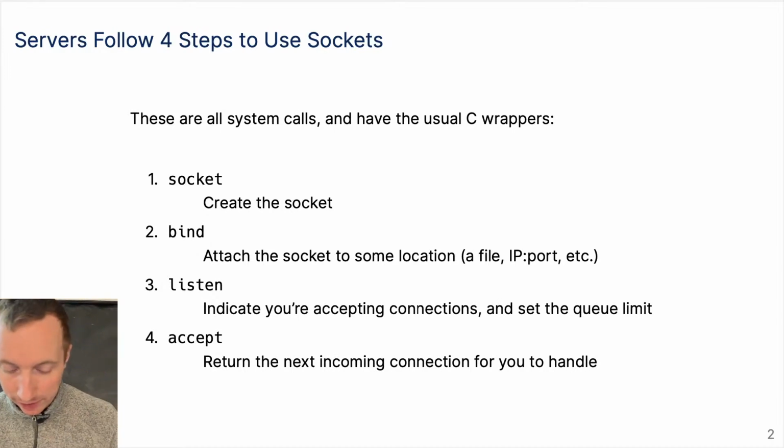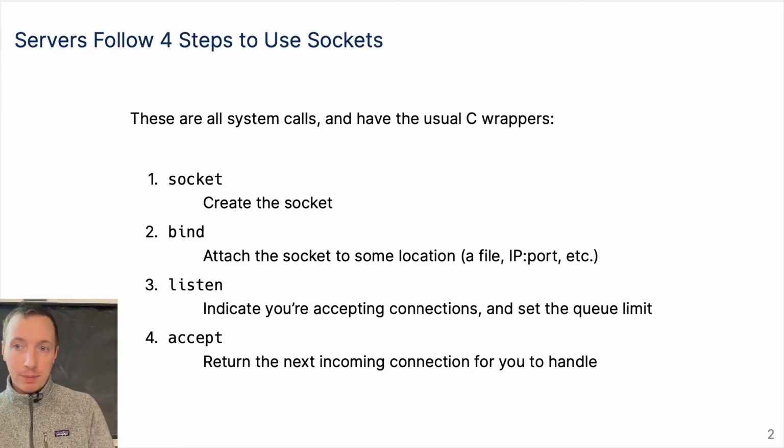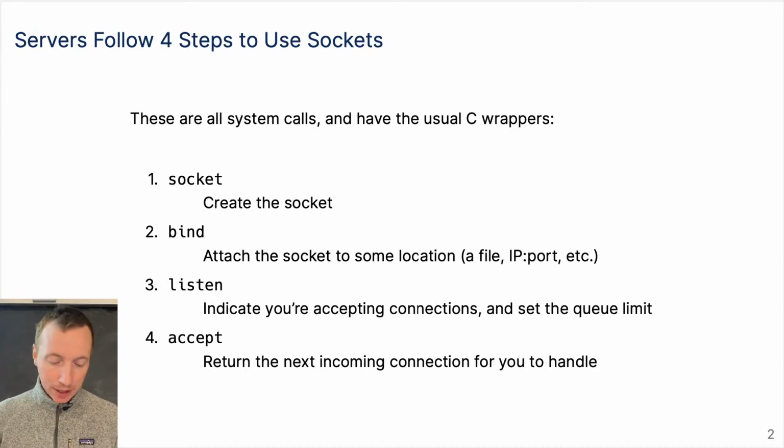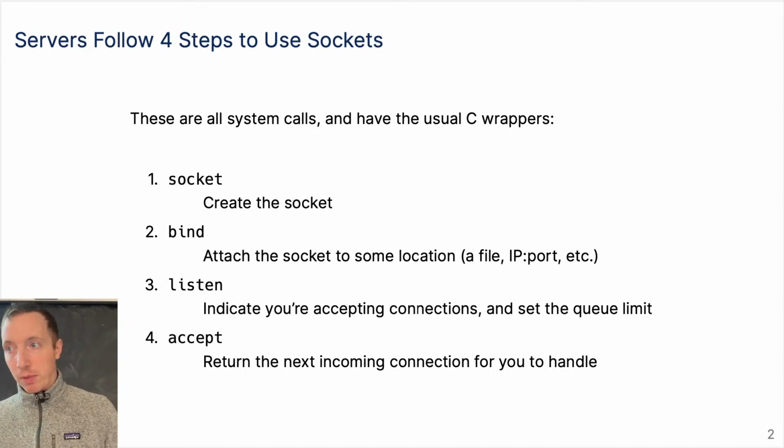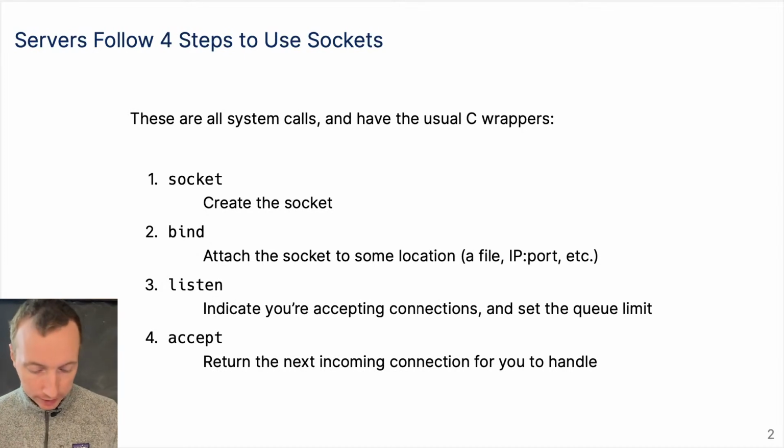And then there are a few additional steps if you are using sockets and you're the server. Step 2 is bind. You can attach a socket to some known location that other processes can use to communicate with you. We're going to use a file today, but it could also be an IP address and a port, could be an IPv4 address, could be an IPv6 address, and you'll learn more about that in networking courses, but for this, we'll just use a file.